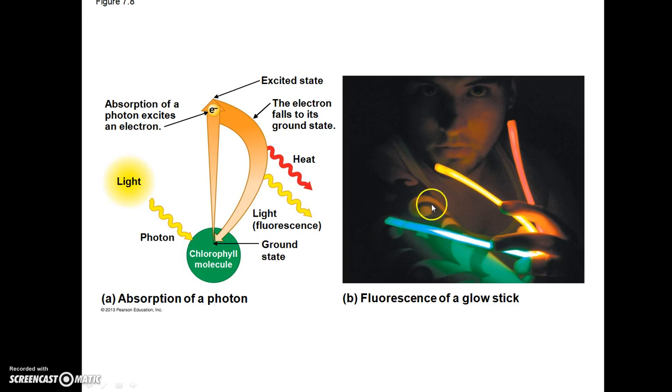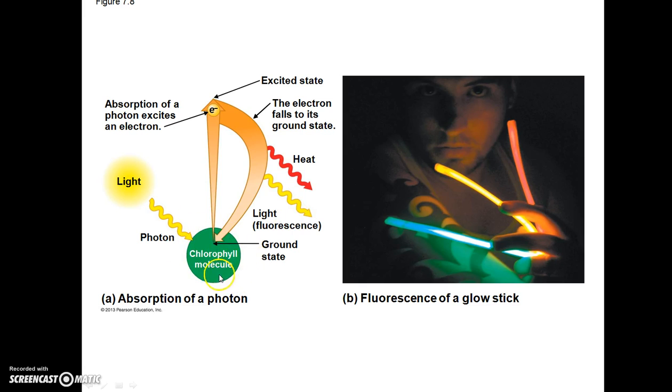And this is also ultimately why glow sticks glow. So some photons will cause electrons to release just heat, but some types will also release light. So fluorescent dyes have the type of electrons that will release light in the form of fluorescence due to this reaction.